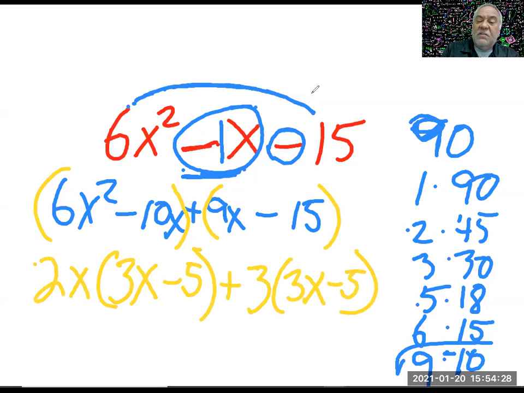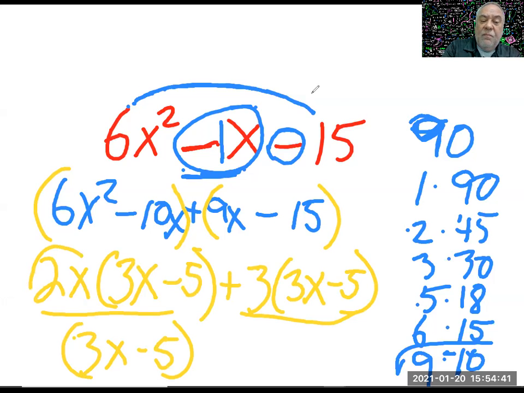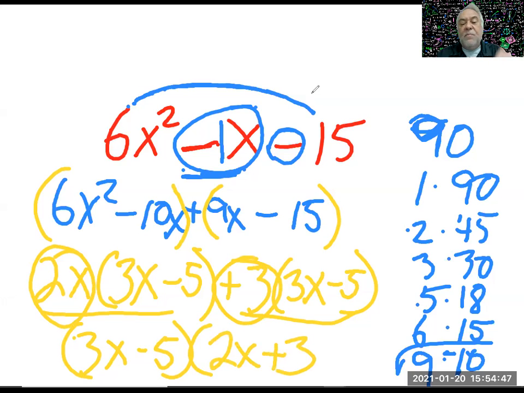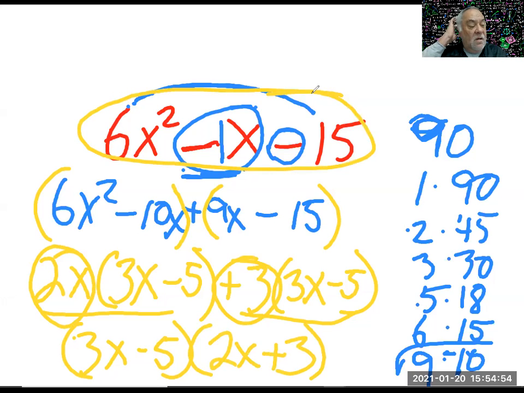Now notice that I have two terms here. What can I factor out of that? I can factor out the 3x minus 5, and I'm left with 2x plus 3. Those are my two factors to this equation.